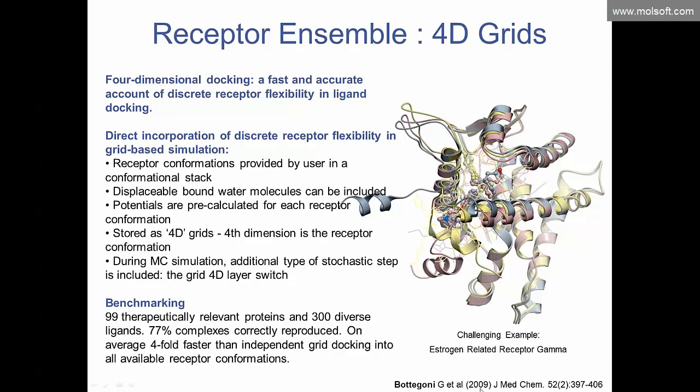This is benchmarked in this paper. 99 therapeutically relevant proteins were used, and 300 diverse ligands, and 77% of complexes were correctly reproduced. And on average, it's fourfold faster than doing the independent grid docking. So today's example in ICM, we're going to look at the estrogen-related receptor gamma. It's quite a challenging example, so I'll show you why.